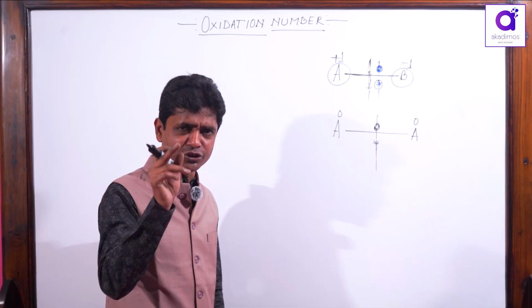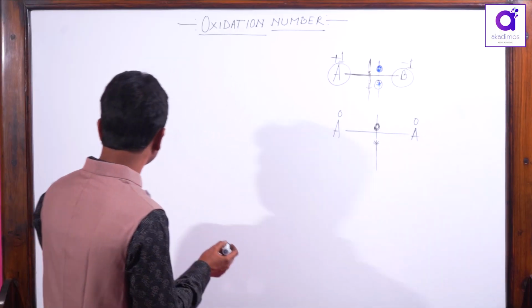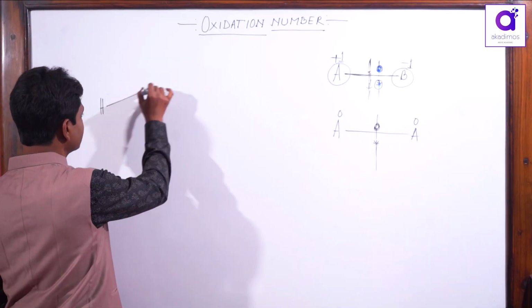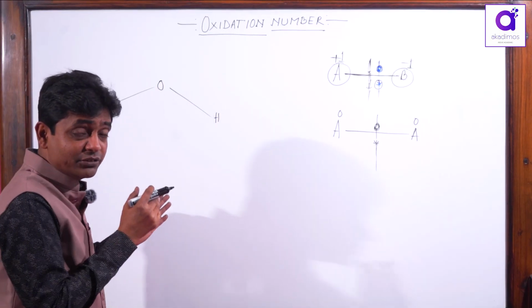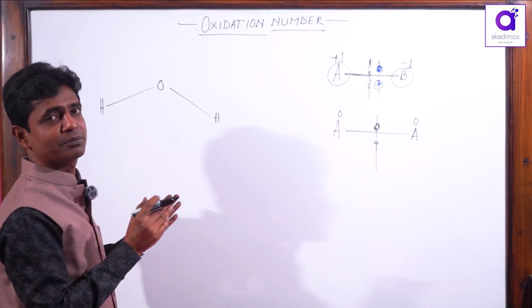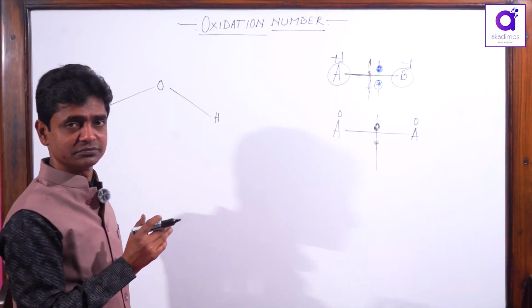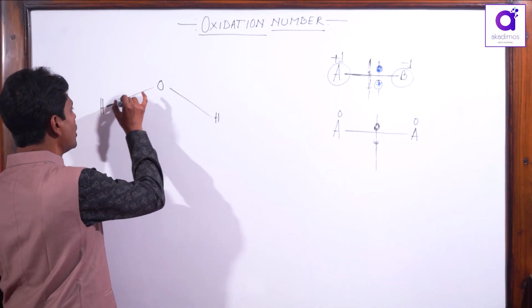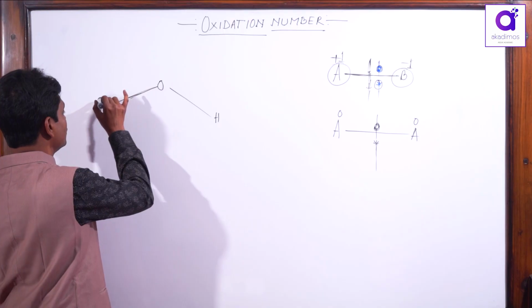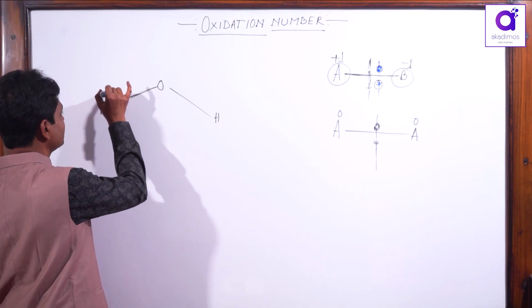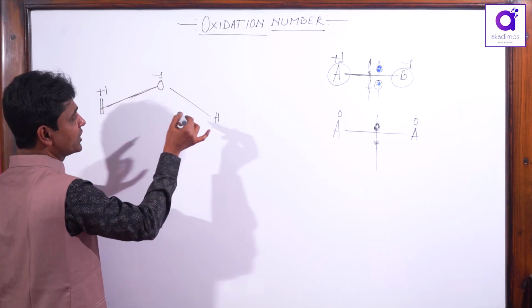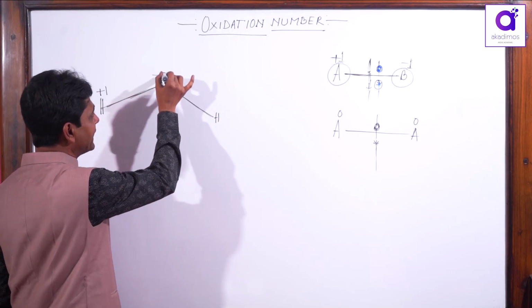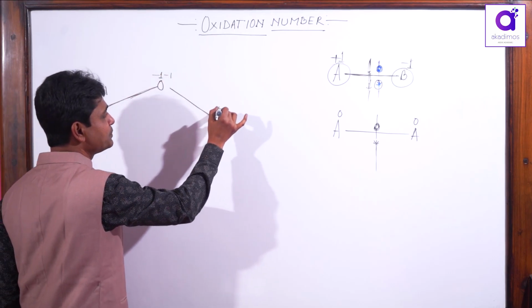Now, I'm going to give an example. You know the water molecule? The structure of the water molecule is this one. I am showing how you get the oxidation number of a particular atom. For this bond, hydrogen is electropositive, +1, and electronegative oxygen gets -1. For this bond, again it is -1 and +1.